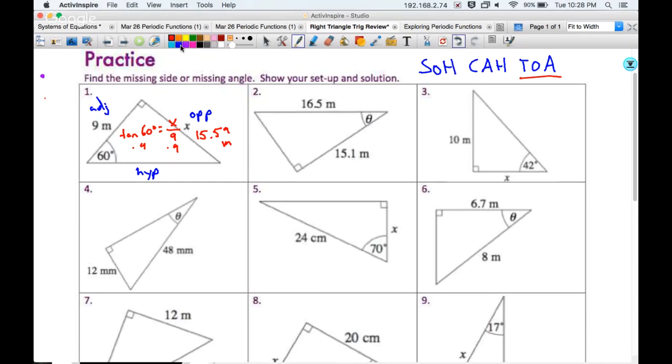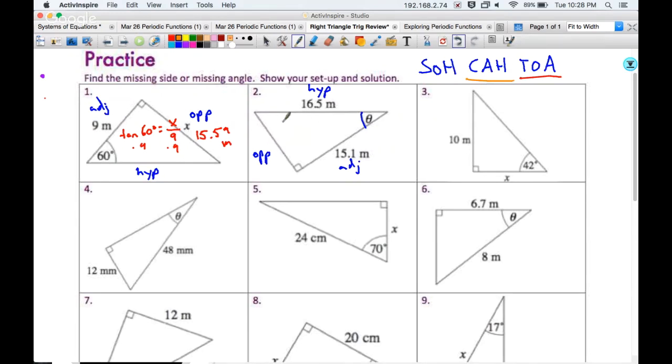All right, and number 2, we're given two side lengths and a missing angle. So I look from this angle here and I label my side lengths. Even if they've got a number, I still want to know what they are. So this side has to be the hypotenuse, this side here has to be the adjacent, this side over here has to be the opposite. I have adjacent and hypotenuse. Which of these am I going to use?